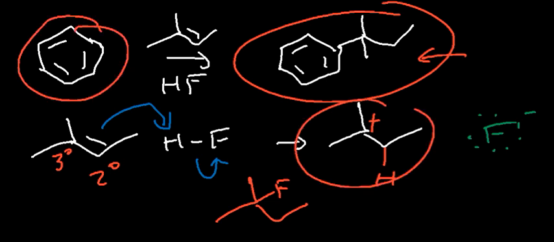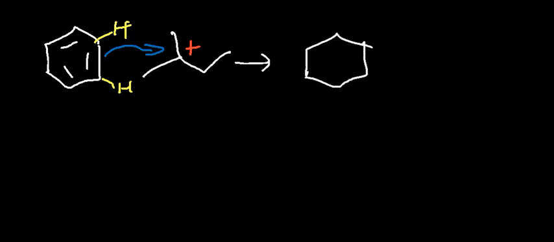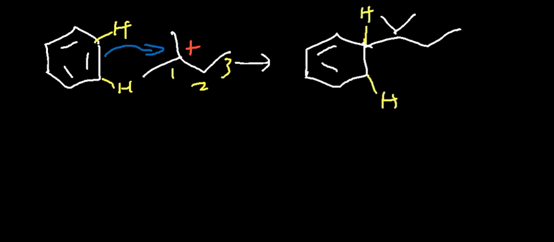So we're going to combine these two. So the benzene ring is going to attack the carbocation. Now keep in mind that there's two hydrogens here. So this is carbon 1, 2, 3. On carbon 1 we have two methyl groups. And we still have a hydrogen here and another hydrogen here.